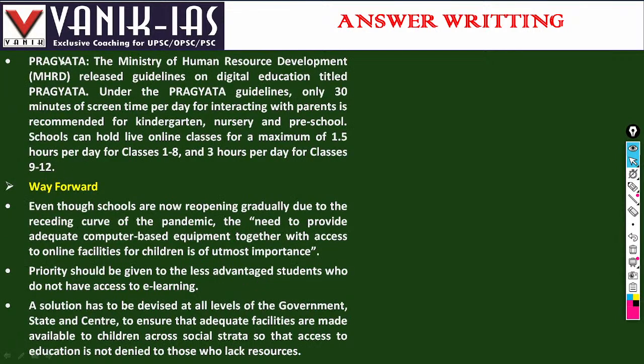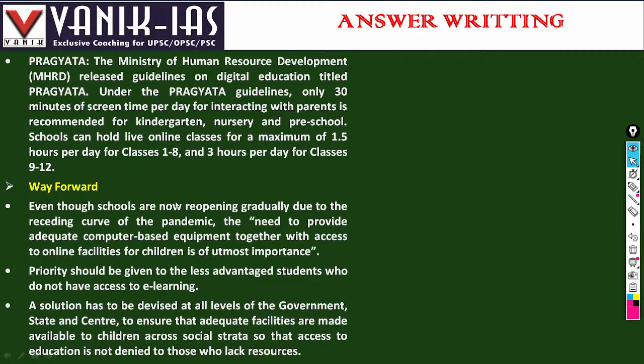Then Pragyata, the guideline released by the Minister of Education on digital education. Under the Pragyata guideline, only 30 minutes of screen time per day, for interacting with parents, is recommended for kindergarten, nursery and preschool. Schools can hold live online classes for a maximum of 1.5 hours per day for class 1 to 8 and 3 hours per day for class 9 to 12.